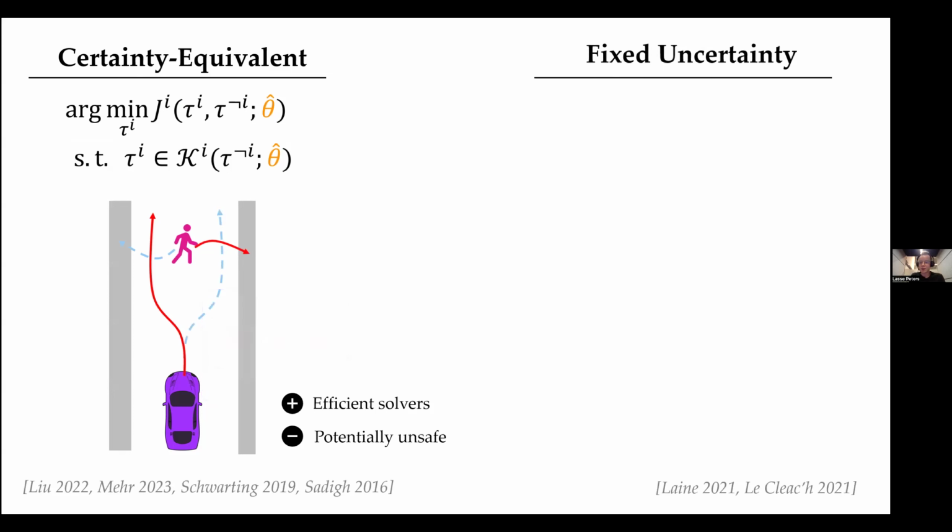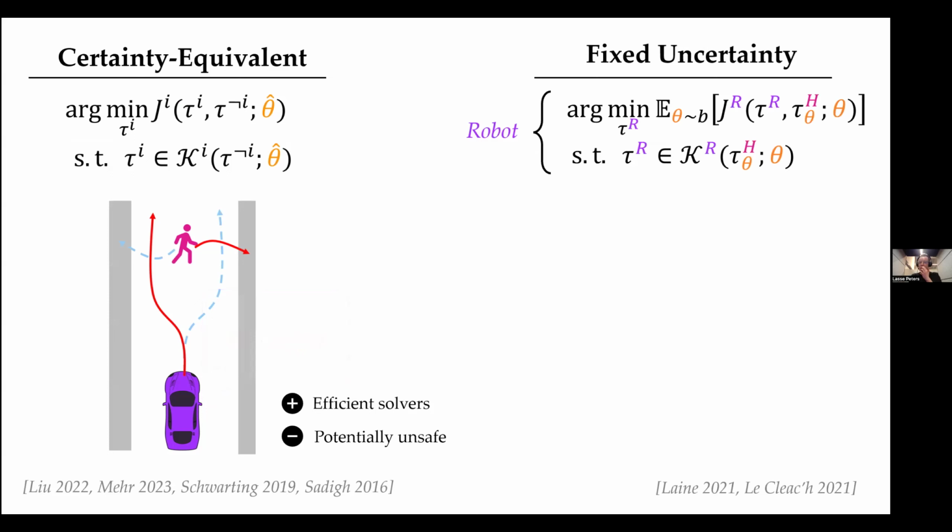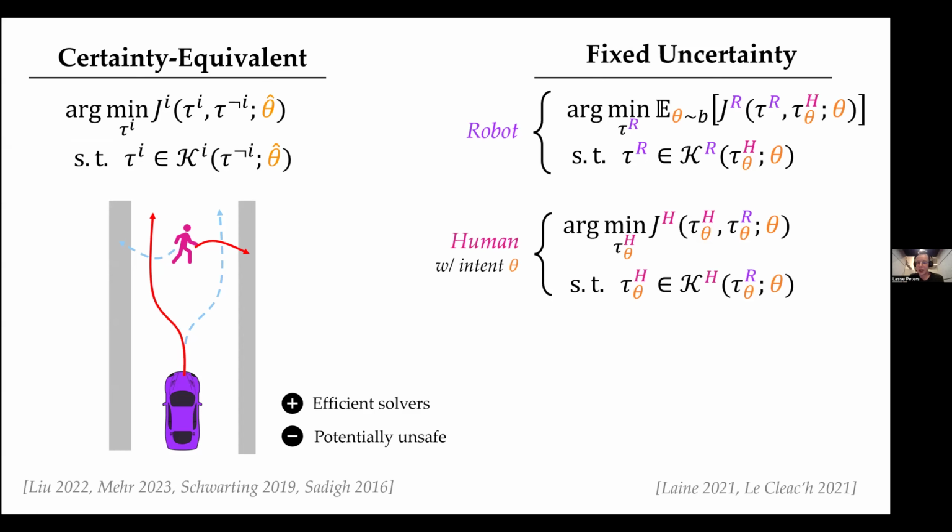On the other end of the spectrum, people have also explored what I'm calling fixed uncertainty games, in which the robot chooses a single trajectory tau r to minimize its expected cost under the distribution of possible human intents. And it is tasked to avoid collisions with all possible hypotheses for the human. So the robot plays against k copies of the human, one for each intent. It has to find an ego trajectory that minimizes the expected cost under all of these opponent models, while avoiding collisions with all of them.